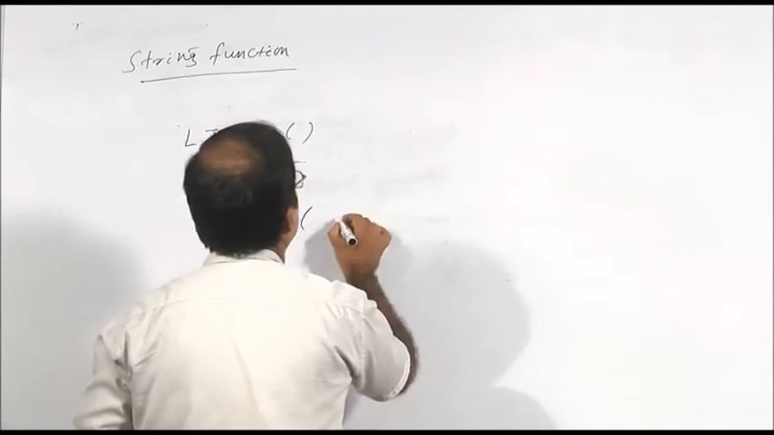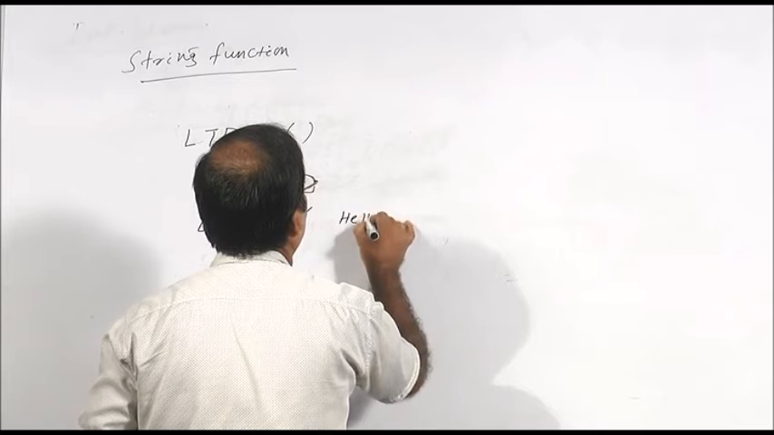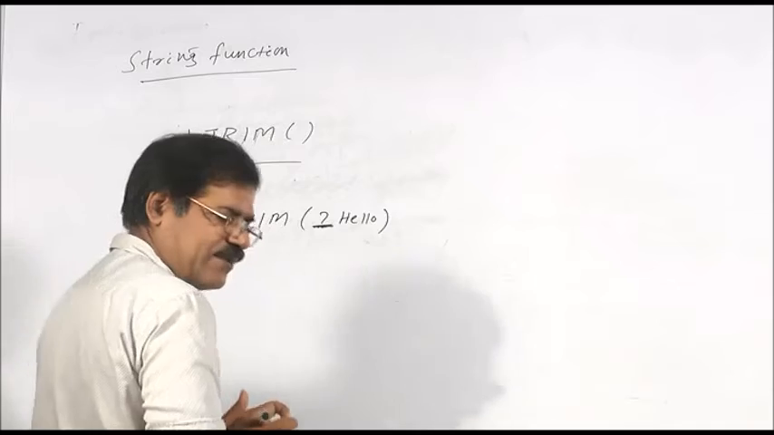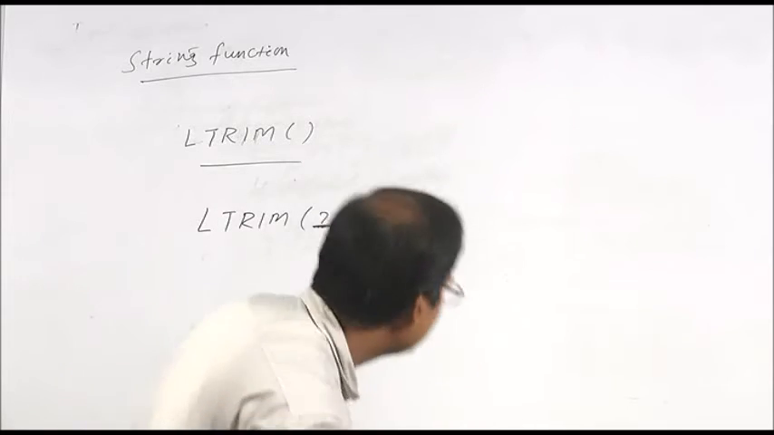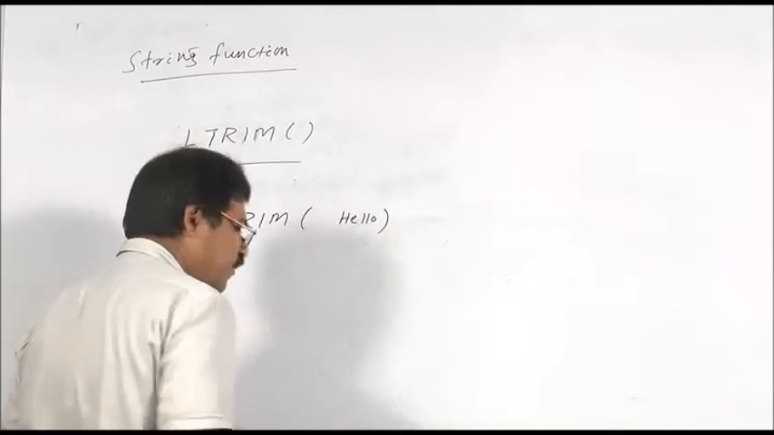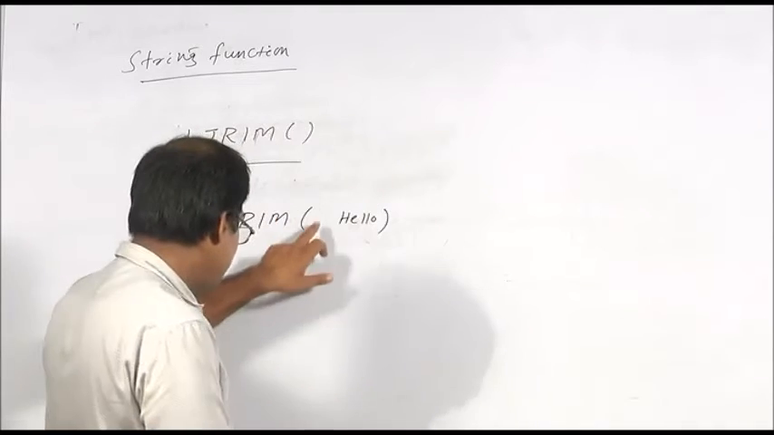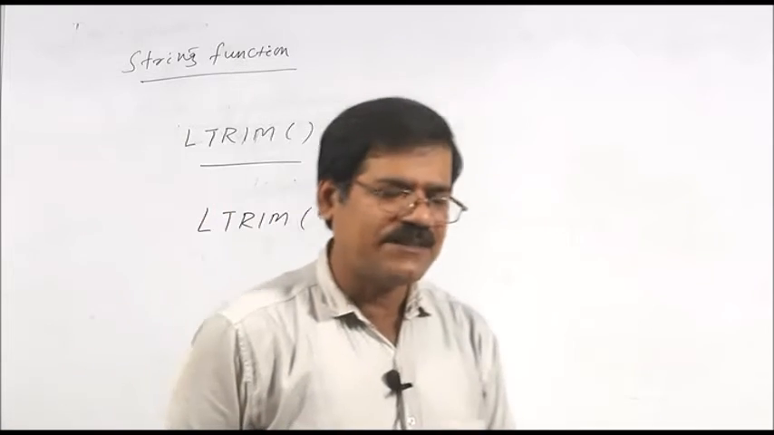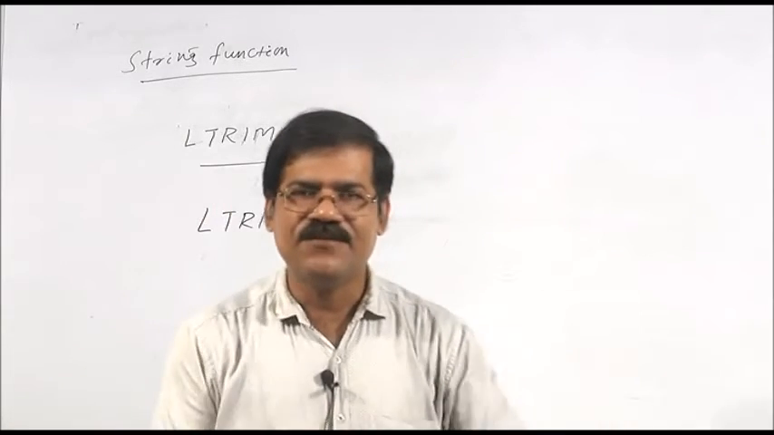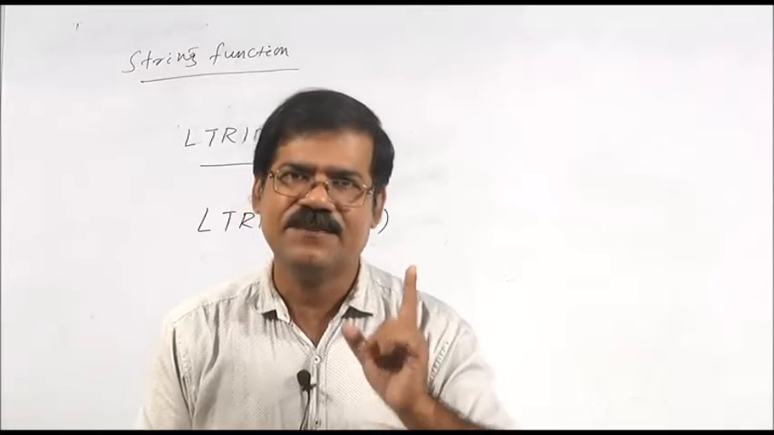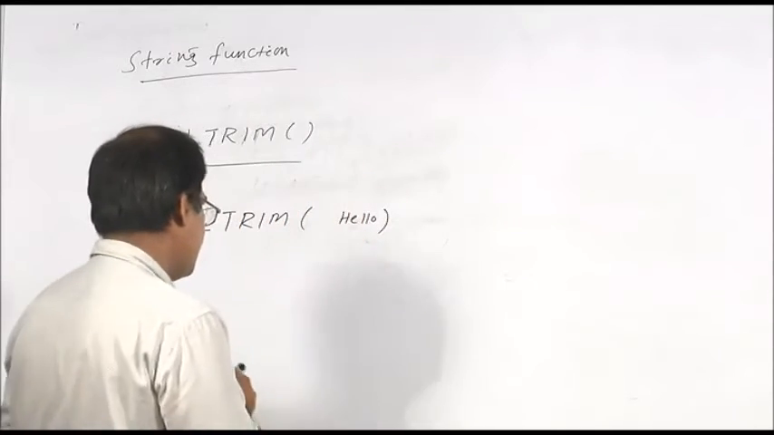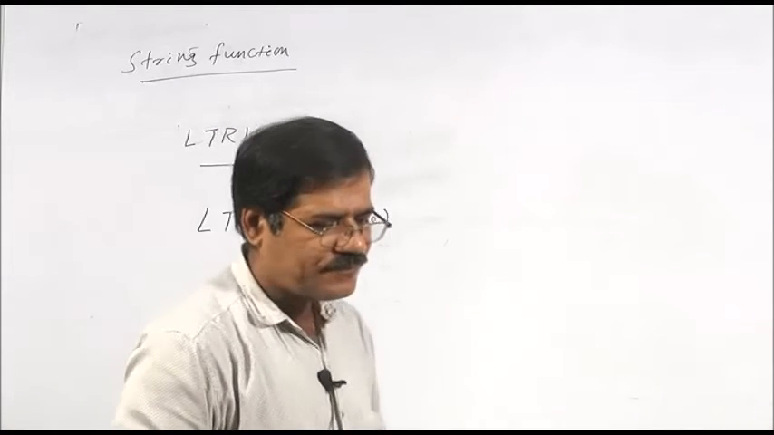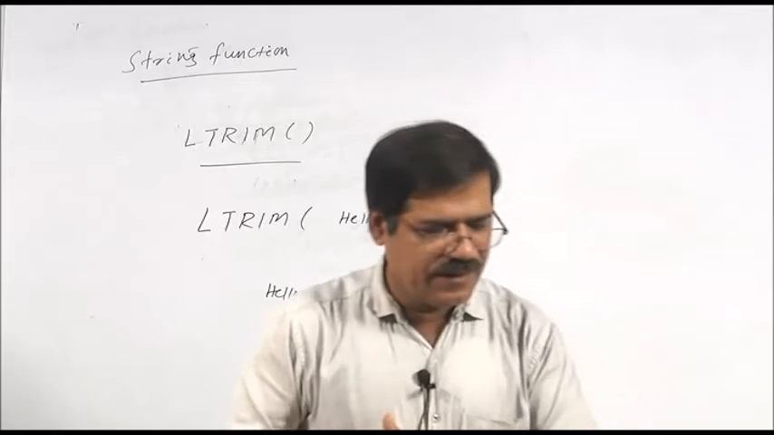Suppose you write LTrim, and the string is hello. There is a space here, before the string. So what is the job of LTrim? This space will be removed by this function. That means the leading space, meaning any space before the string, will be removed. So your output will be like this: hello. The space will be removed.